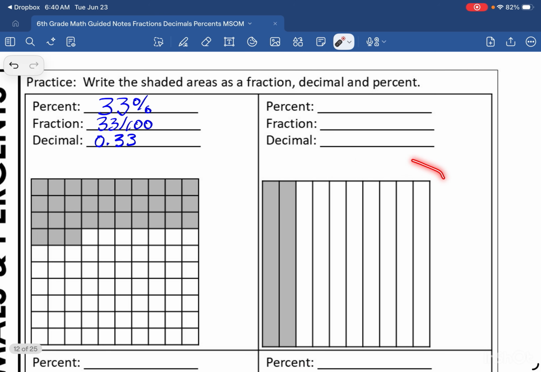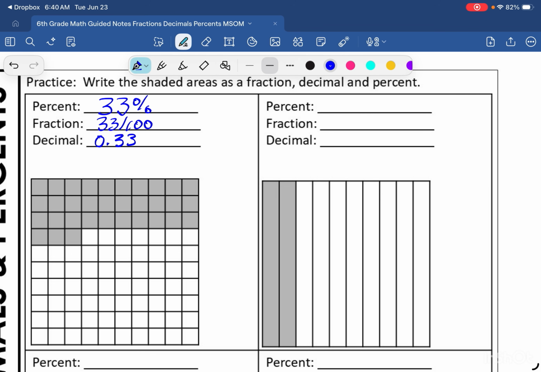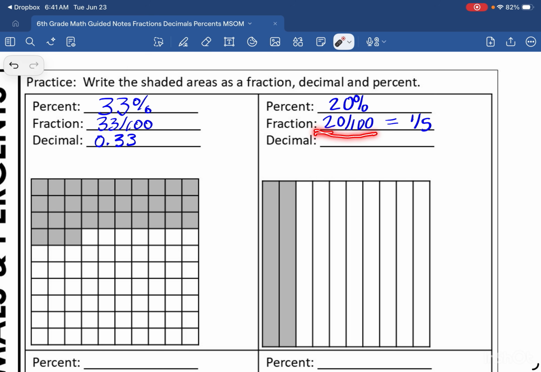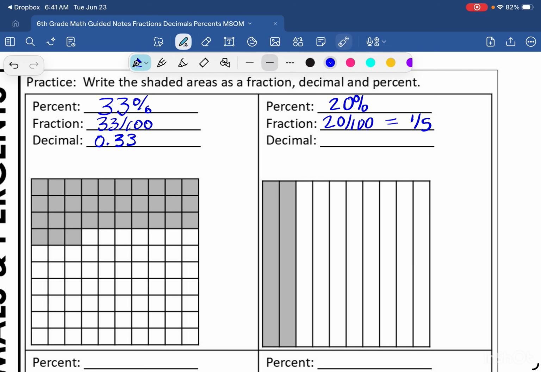This question right here, we have 10 sections, so each section is 10%. So that would be 20% shaded. As a fraction, that's 20 out of 100, or that will also reduce to 1/5. This number right here, I would say 20 hundredths. So I'm going to write 20 hundredths, or that is the same as 2 tenths.